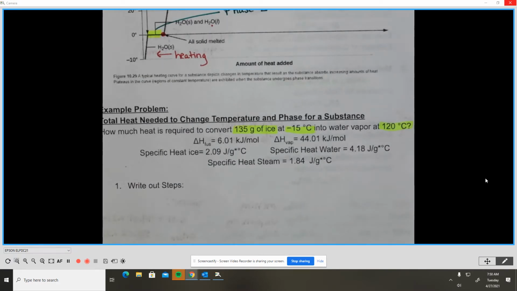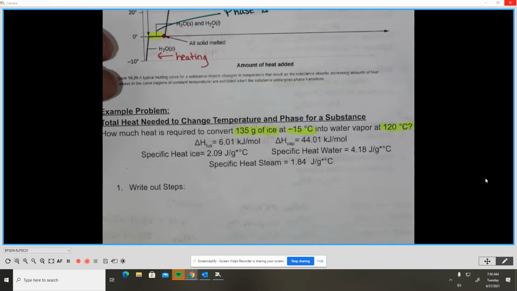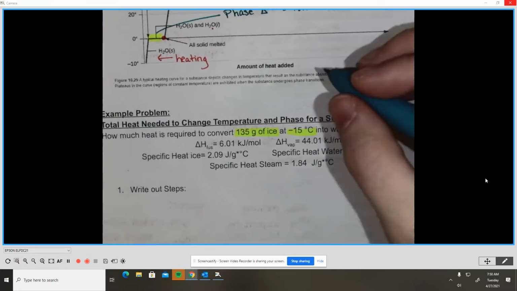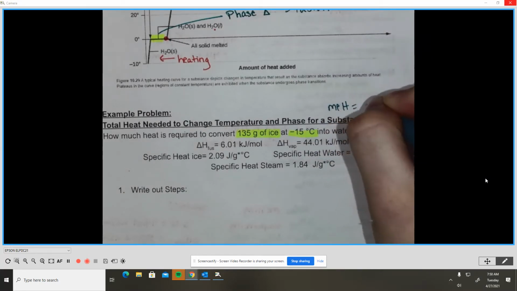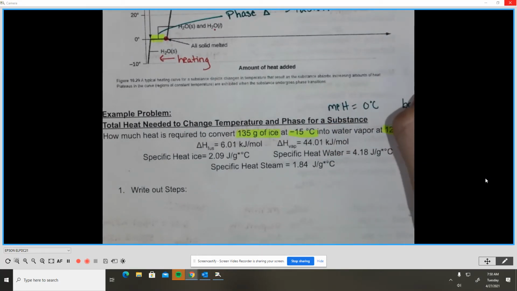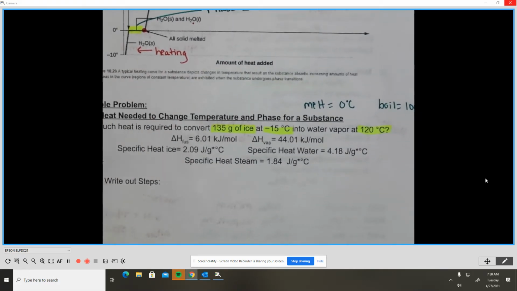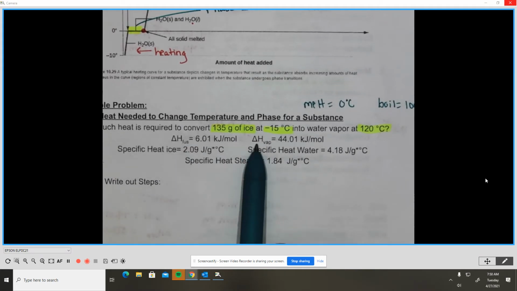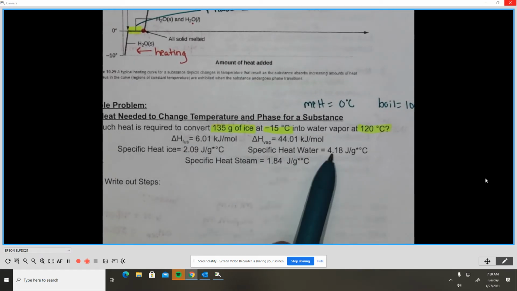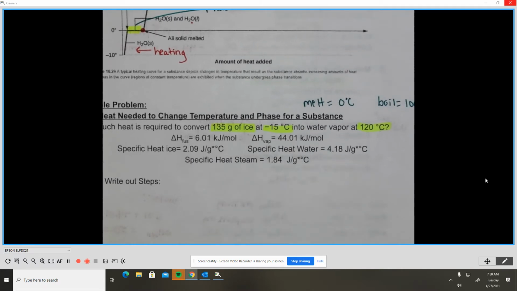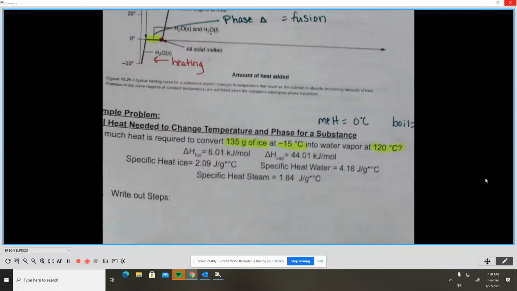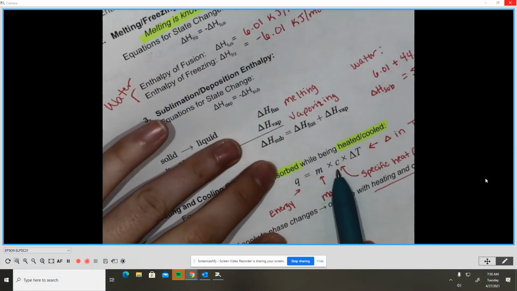So some things that we know about water. We know that water, at STP, is going to melt at 0 degrees Celsius, and we know it boils at 100 degrees Celsius. Some things that are given to you: heat of fusion, heat of vaporization, specific heat of ice, specific heat of water, and specific heat of steam. The reason that these are important is because those specific heats are that letter C from our equation before.